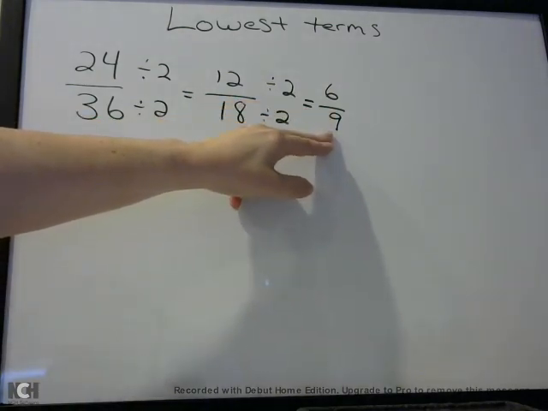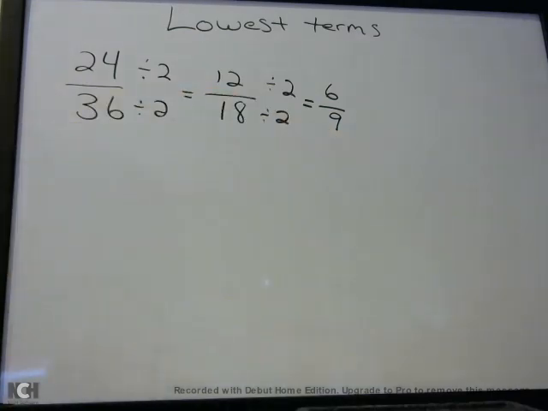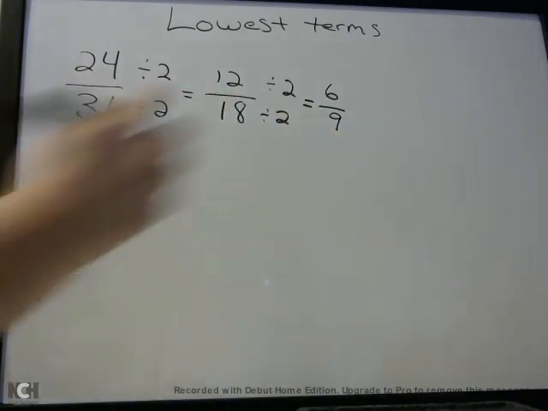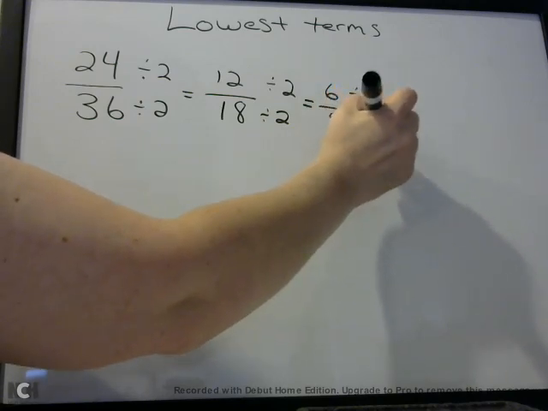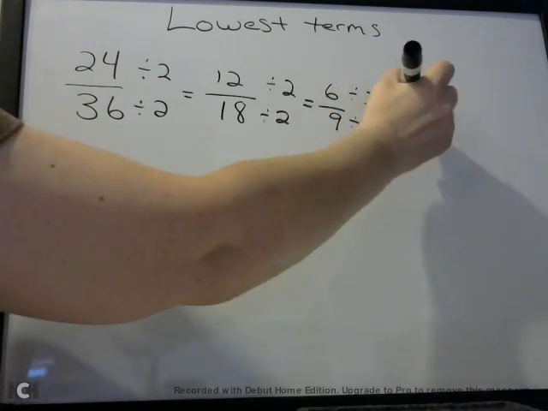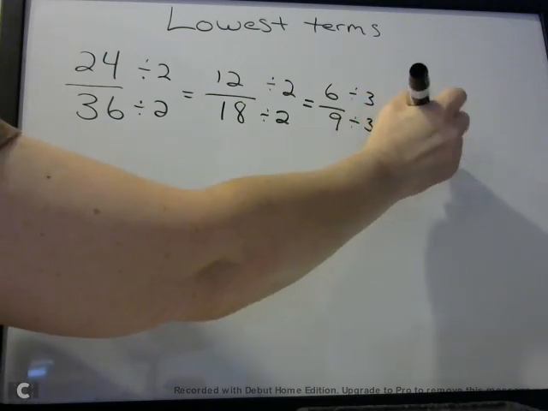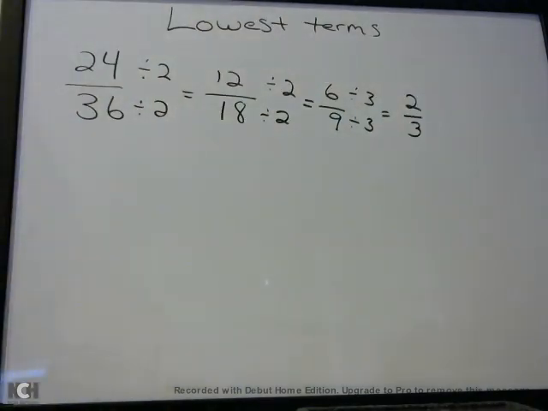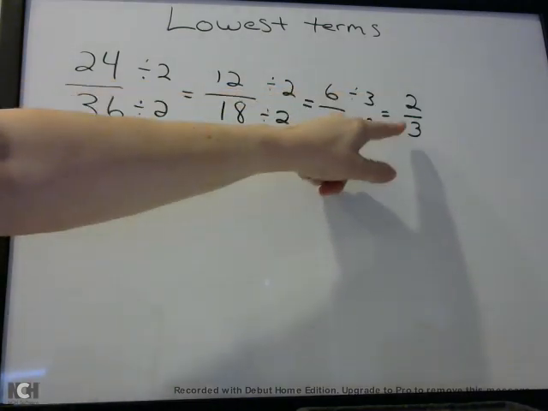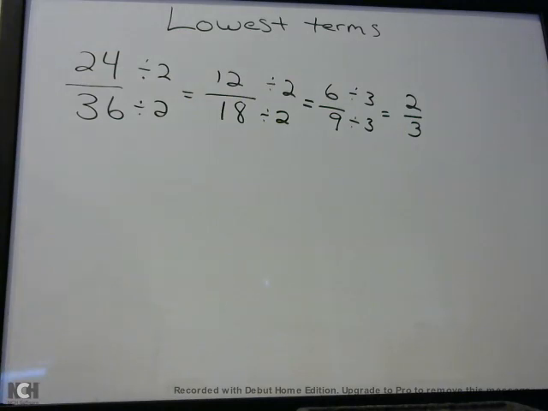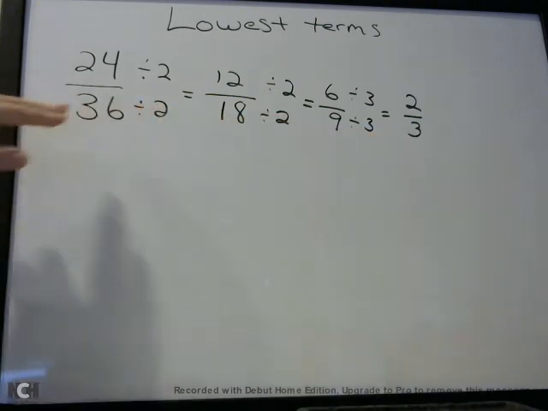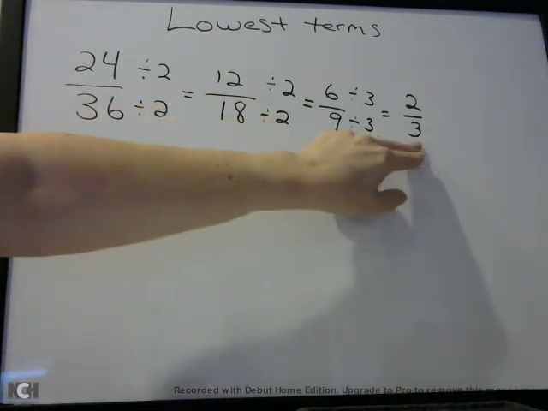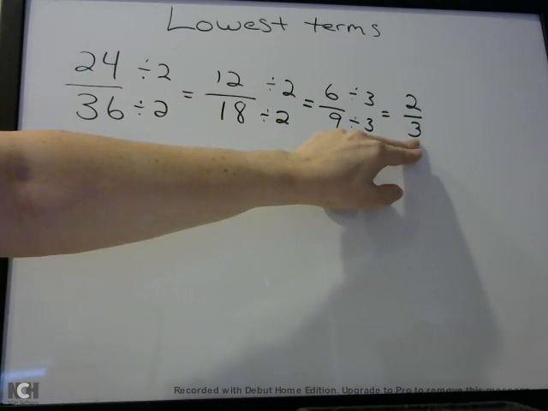Is that in lowest terms? Well, we look at 6 and we look at 9. Both of those numbers can be divided by 3. 6 divided by 3 is 2. 9 divided by 3 is 3. So now we're at 2/3. Is that in lowest terms? There's no number that you can divide both 2 and 3 by evenly. So this is the answer. Your answer in lowest terms is 2/3. 24/36 is the same as 2/3. 2/3 is just in lowest terms.